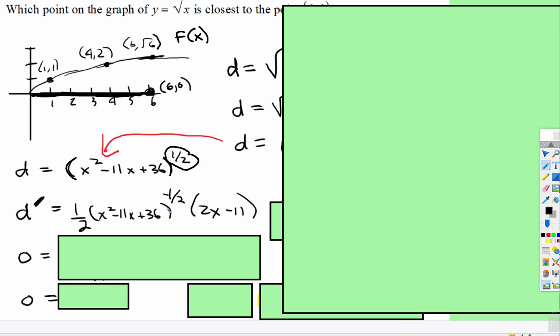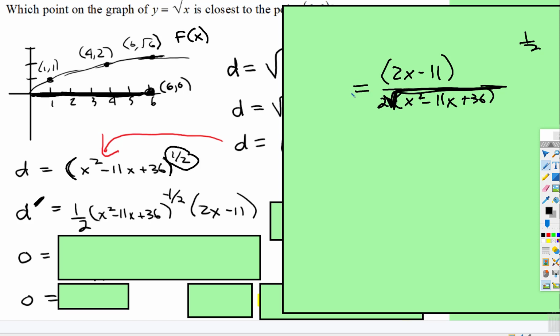Since that's the negative 1/2 power, we can rewrite this as 2x minus 11 over, there's the 2 in the denominator, x squared minus 11x plus 36. And now that's just to the square root, because 1/2 power is the same as the square root. I don't know if you can see that very well. That's the derivative. We're going to set the derivative equal to 0.